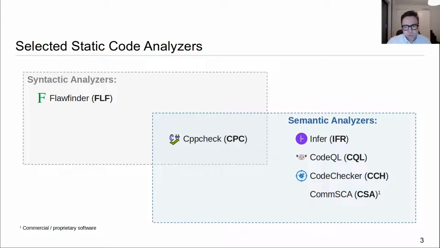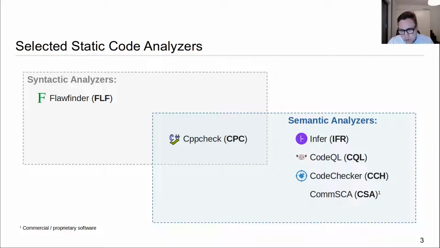For our evaluation, we selected 6 widely used static code analyzers, and we can group them into 2 different categories. So we have these syntactic analyzers. Here we have Flawfinder. You can see the abbreviation in the brackets here. What Flawfinder is doing is it scans the source code for certain patterns that might indicate a vulnerability. The semantic analyzers, on the other side, also take the program semantics into account. So they analyze the control and data flow and are therefore supposed to find more complex vulnerabilities.